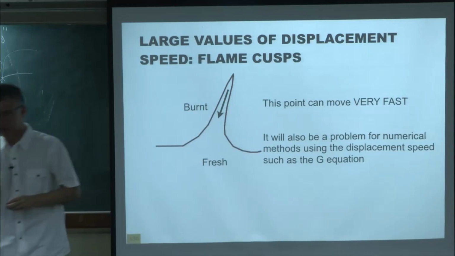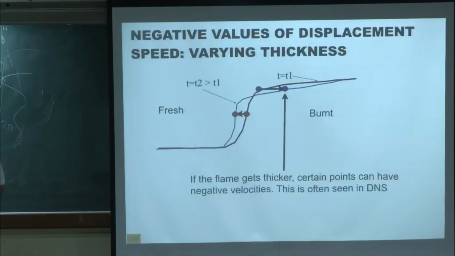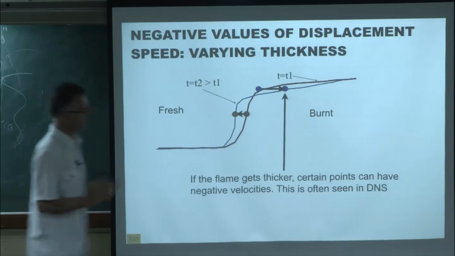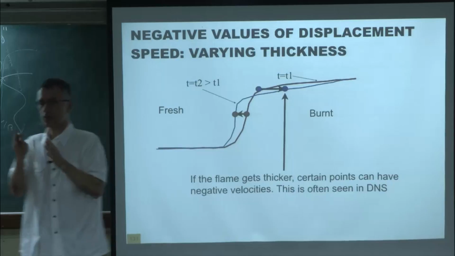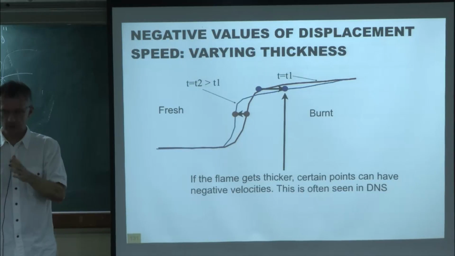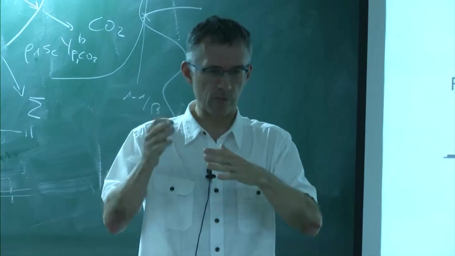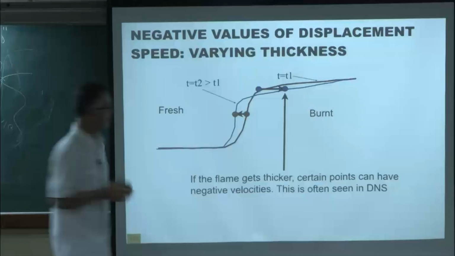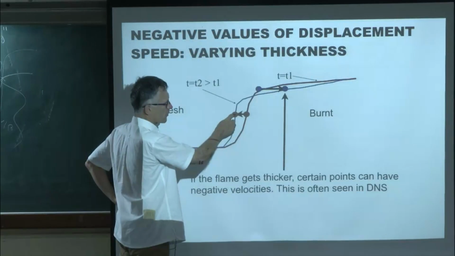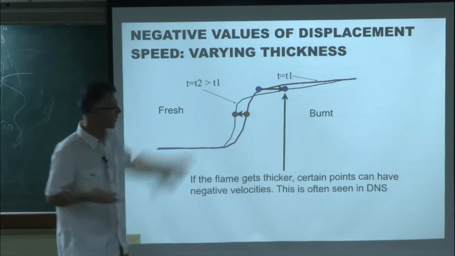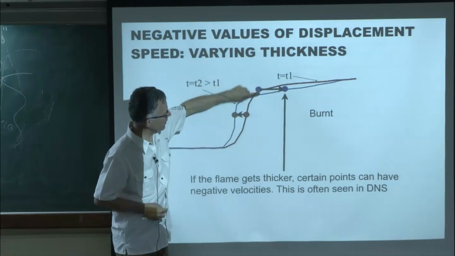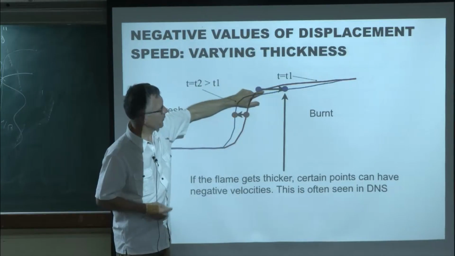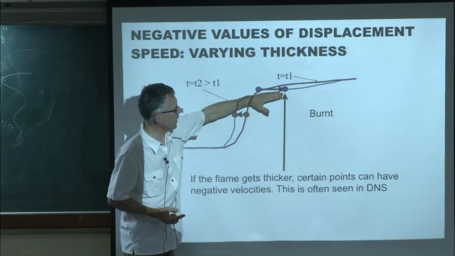So that's for the large values. What about the negative values? The negative values are more fun. If you take a flame front which does not have a constant thickness, because something is happening in the flame front, some chemical effects, for example, that really means that the point here could go that way, have a positive displacement speed because it's catching up on the flow. But a point like this one, the isocontour of temperature, if you have local quenching, for example, might go down.